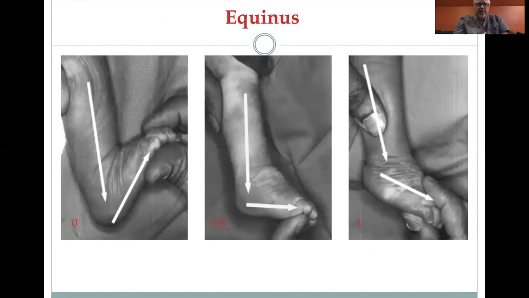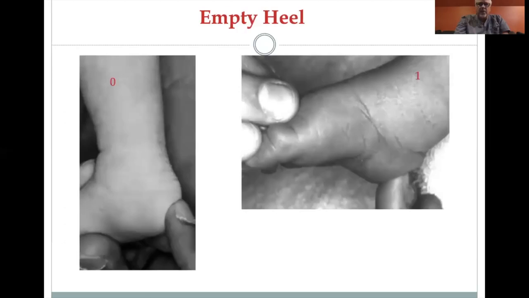Equinus basically is at 90 degrees. Does it go above 90 degrees? That's 0. If it only goes to 90 degrees, that's 0.5. If it doesn't get up to 90 degrees, that's a 1.